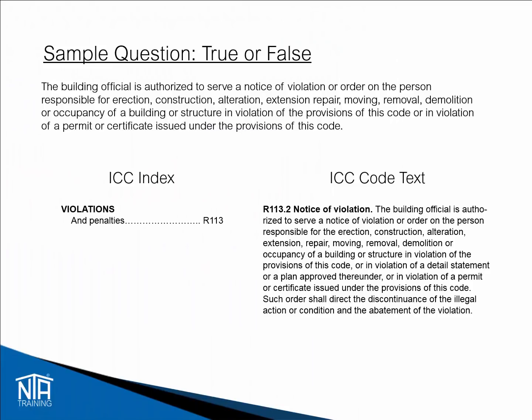True or false? The building official is authorized to serve a notice of violation or order on the person responsible for erection, construction, alteration, extension, repair, moving, removal, demolition, or occupancy of a building or structure in violation of the provisions of this code, or in violation of a permit or certificate issued under the provisions of this code.